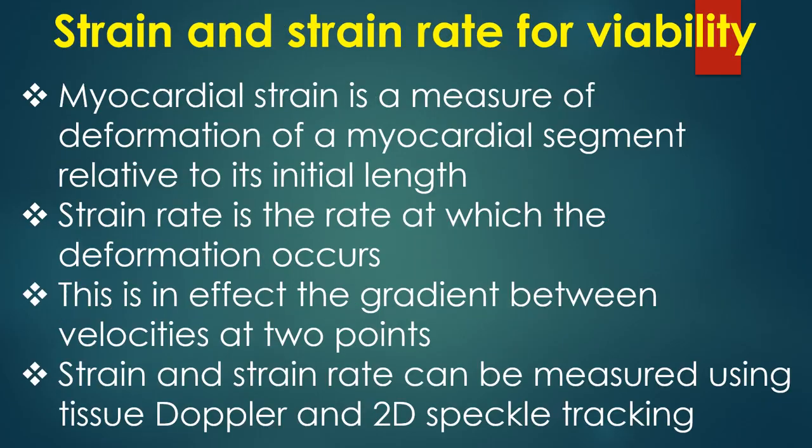Myocardial strain is a measure of deformation of a myocardial segment relative to its length. Strain rate is the rate at which the deformation occurs. This is in effect the gradient between velocities at 2 points. Strain and strain rate can be measured echocardiographically using tissue Doppler and two-dimensional speckle tracking.